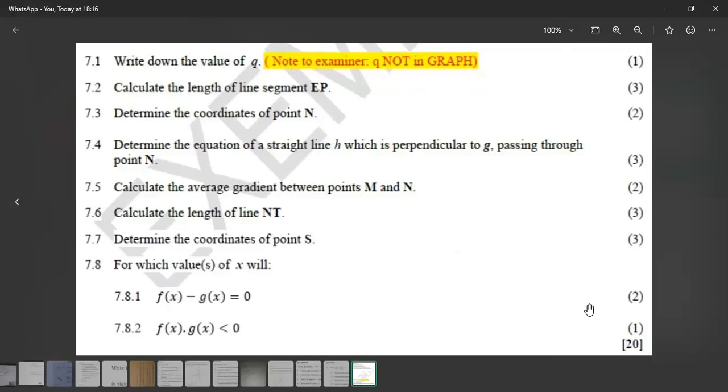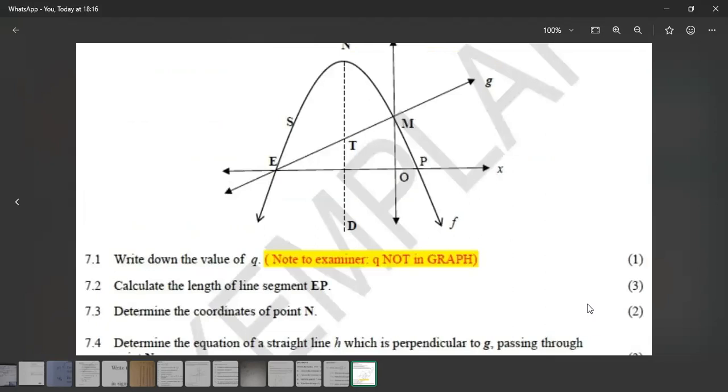Then the last question says, for which values of x will f of x times g of x be less than 0? In other words, where is the y value on the function of f multiplied by the y value on the function of g going to result in a negative answer? So what is the key to this? You need to look for where one function is above the x-axis and the other is below the x-axis. They must be opposite in sign. One must be positive, the other must be negative.